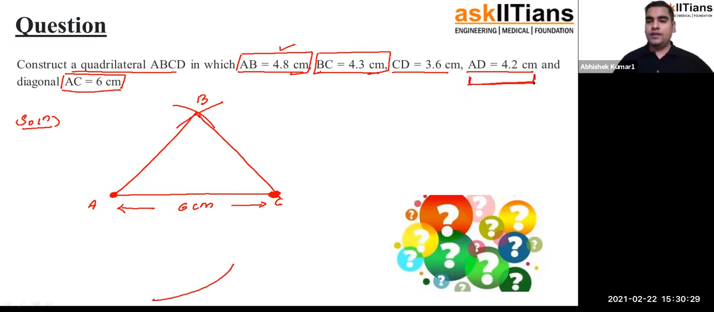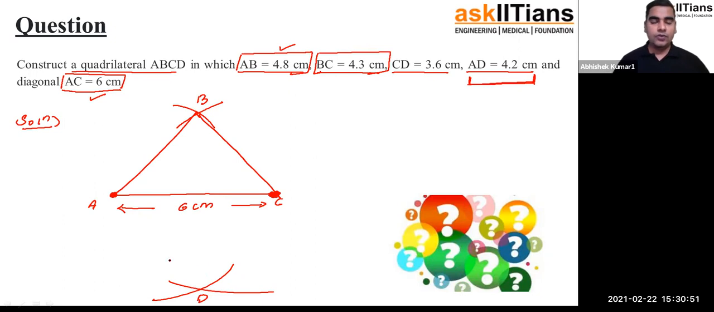Okay. After you are done with this, assuming C to be the center, you have to mark an arc of length 6 centimeter below AC again. And you will observe that these two arcs that we have drawn cut each other at one point, and you are going to call that particular point D. So this is point D.